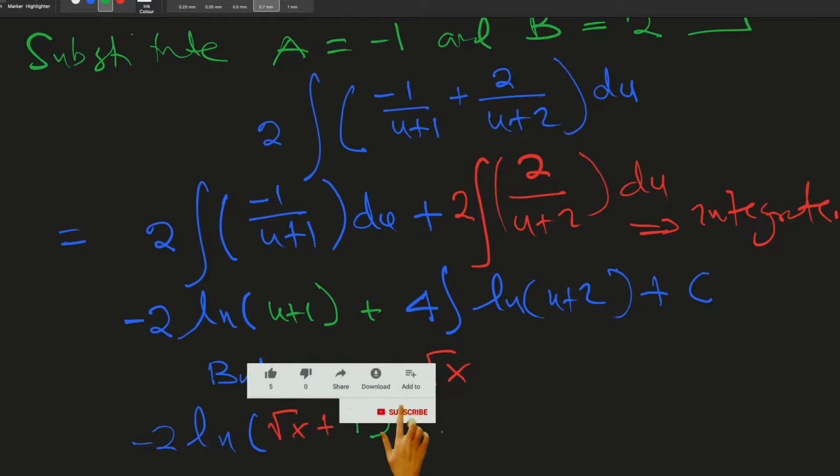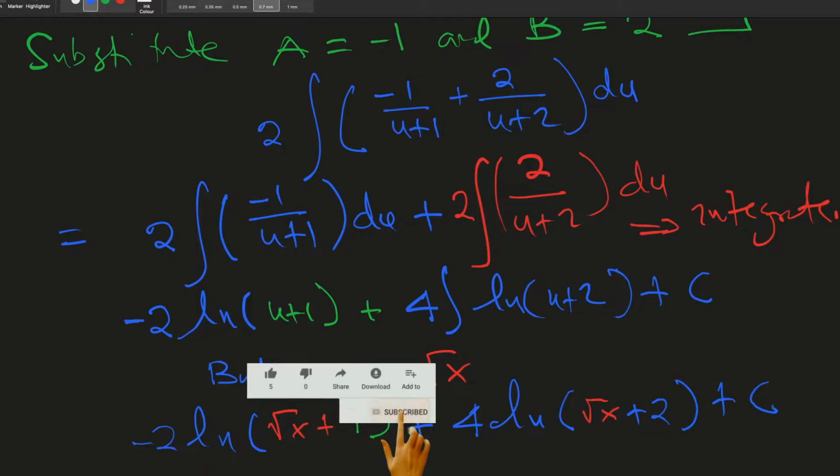Plus 4 natural log of square root of x again over here, plus 2, plus c. So this is our answer.